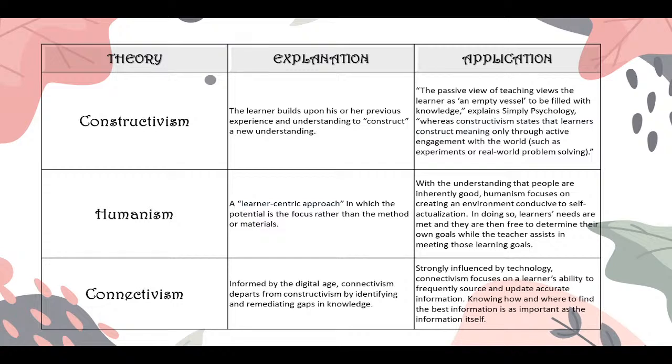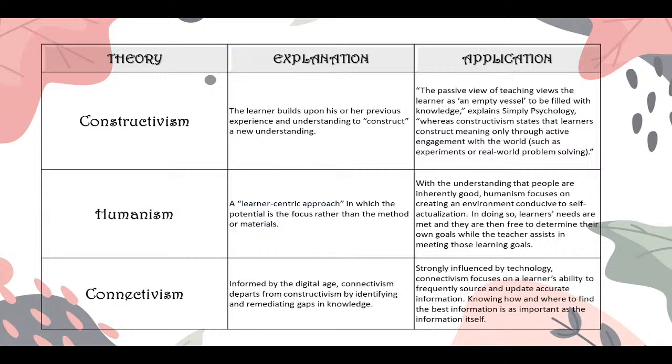Humanism, a learner-centric approach in which the learner's potential is the focus rather than the method or material. With the understanding that people are inherently good, humanists focus on creating an environment conducive to self-actualization. In doing so, learners' needs are met and they are then free to determine their own goals, while the teacher assists in meeting those learning goals.